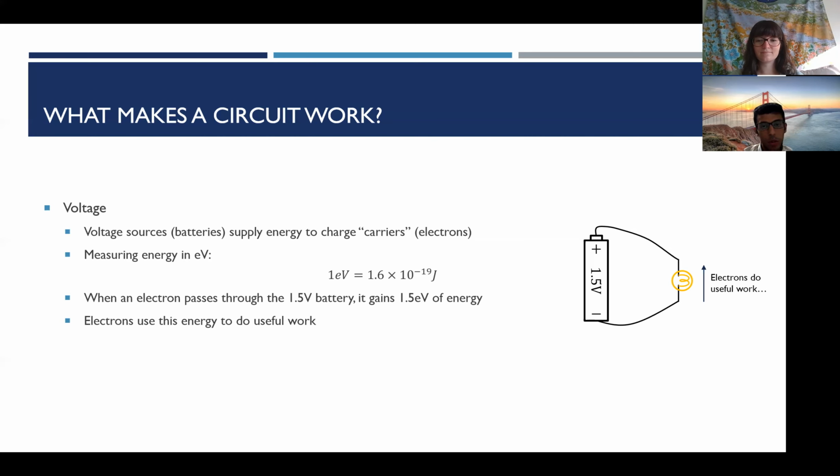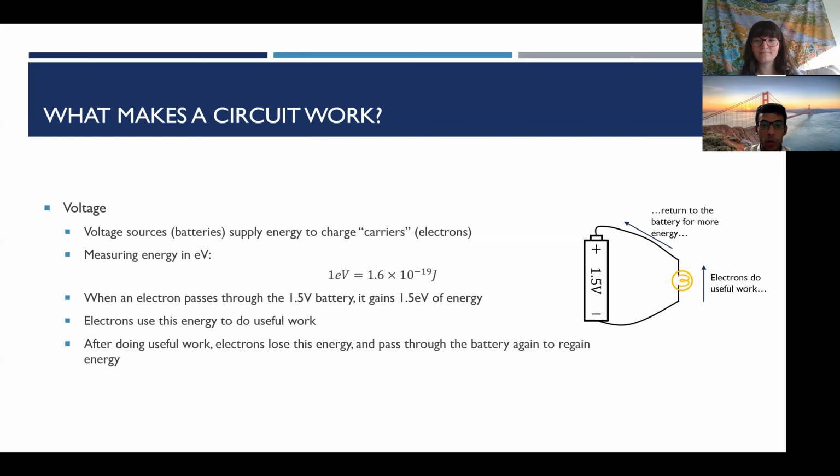So these electrons, once they gain energy, pass through something to do useful work. In this case, they're passing through a light bulb right here. So when they pass through here, the useful work they're doing is turning on the bulb, right? Once they do that, they're going to go back to the battery after having depleted the energy that they have. They're going to pass through the battery again, and they're going to gain more energy.